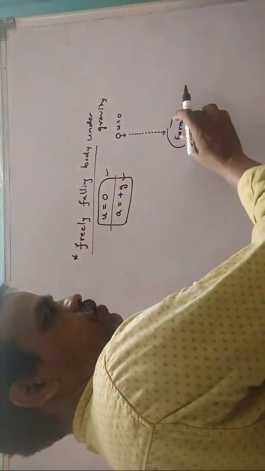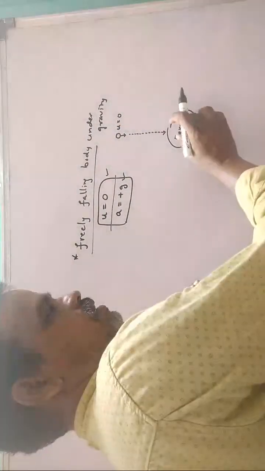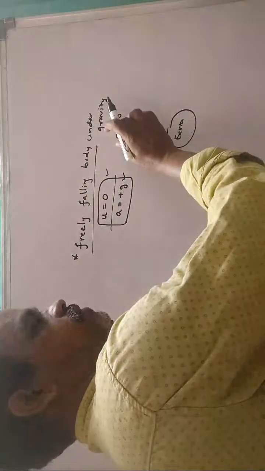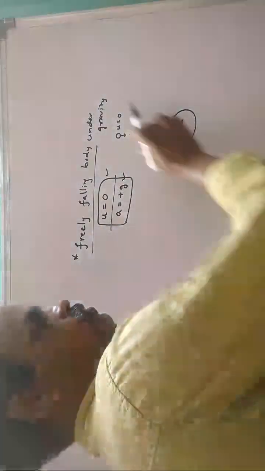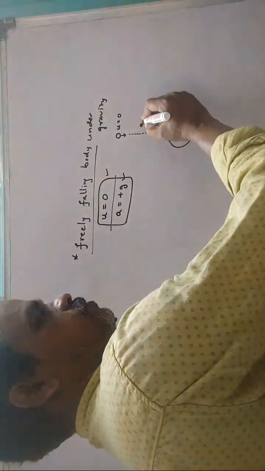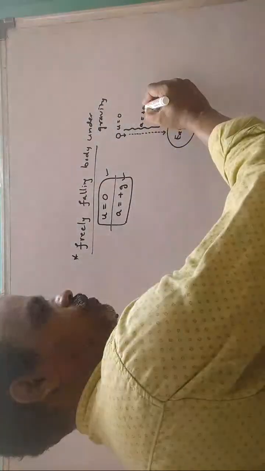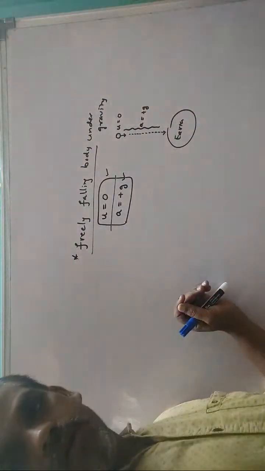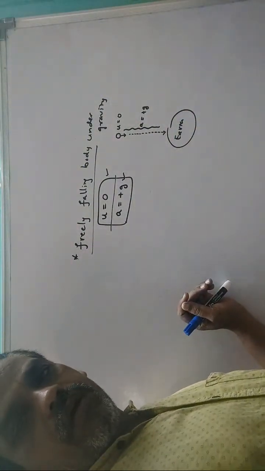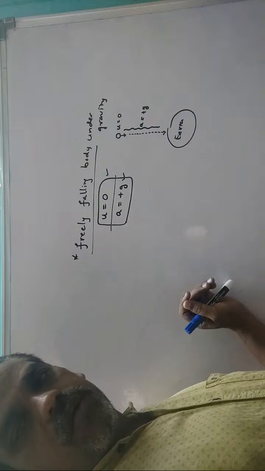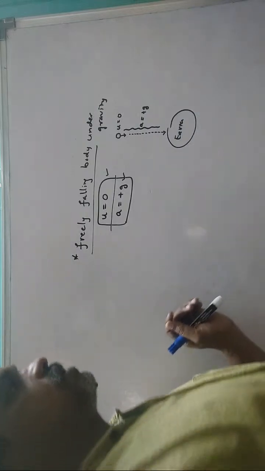The body, due to the earth, the earth is acting with a gravitational force on this body. So the body is accelerating. So the body is getting acceleration, that is equal to plus g. Here we have to take acceleration equal to plus g. So these are the conditions.